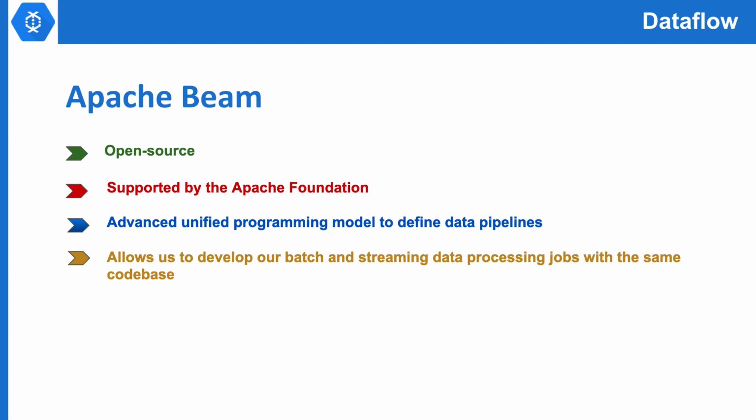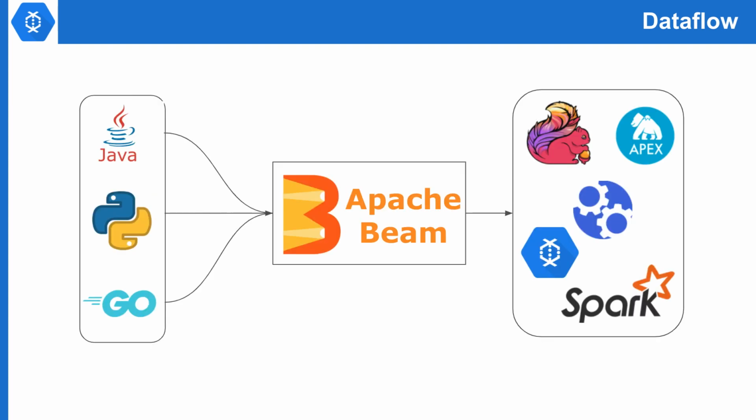The pipeline is then executed by one of the Beam-supported parallel processing backends. The Google Dataflow platform is one of the processing backends. Other similar backends are Apache Apex, Apache Flink, and Spark. Currently, Apache Beam supports Java, Python, and Go, so you can write your pipeline in any of these languages and then execute it in any of the above backends.